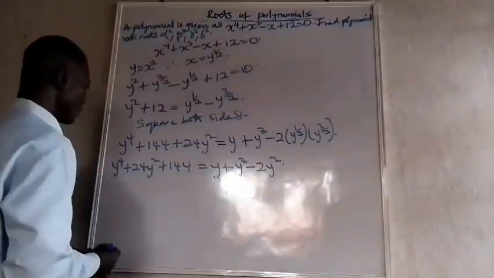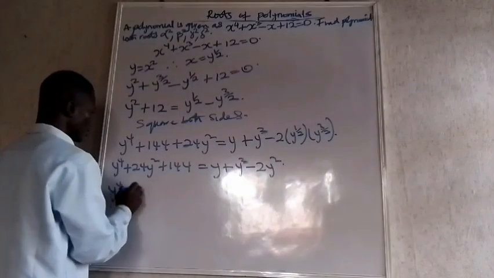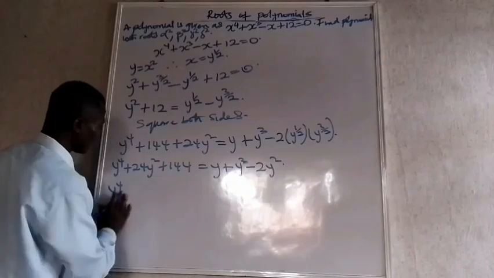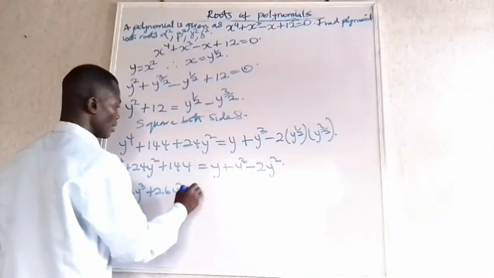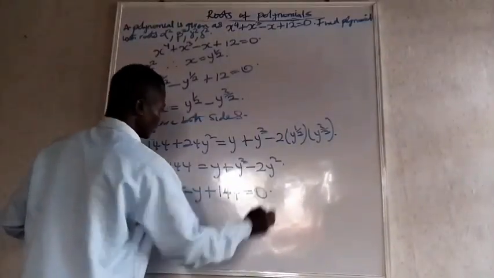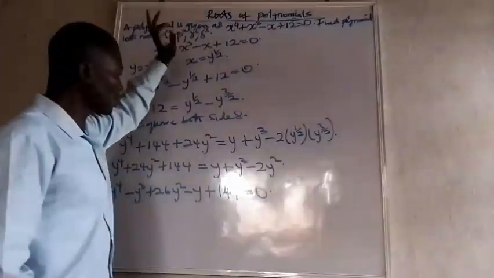So now let's bring everything to one side. You are going to have y raised to the power 4 minus y cubed plus 26y squared minus y plus 144 equals 0. So this is the equation with roots alpha squared, beta squared, gamma squared, and delta squared.